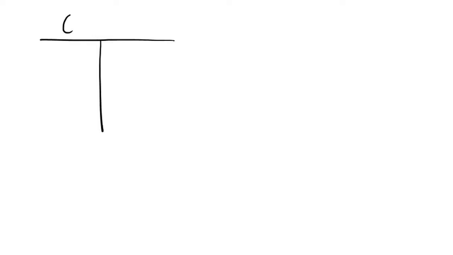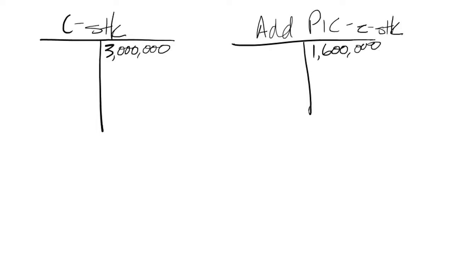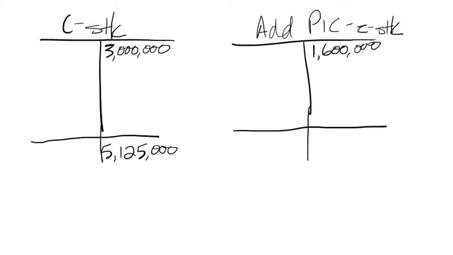So first off is our common stock. And I always do common stock and additional paid-in capital together because usually they're affected at the same time. So common stock started at 3 million. Additional paid-in capital started at 1.6 million. Give myself a little bit more room here. And let's see, common stock ended at 5,125,000. Additional paid-in capital ended at $3,525,000. Now, all of that information comes from our balance sheet.